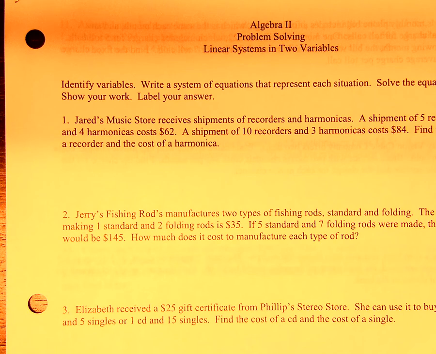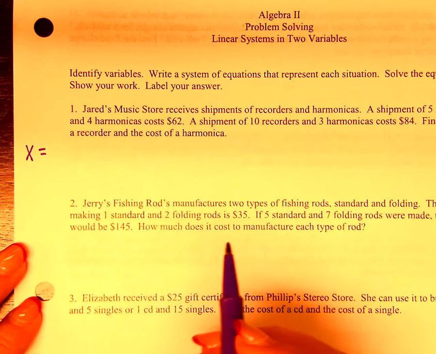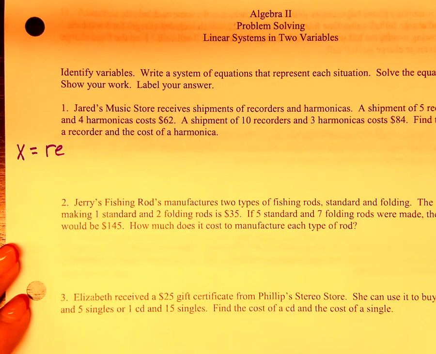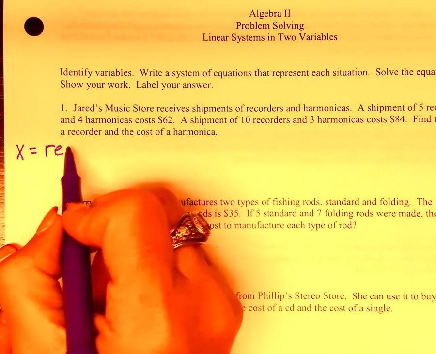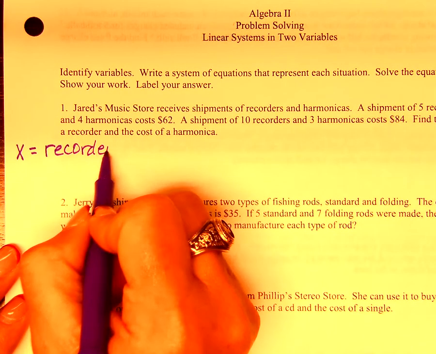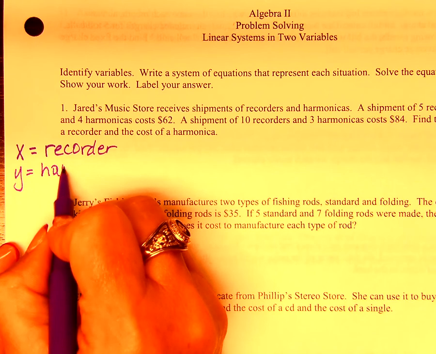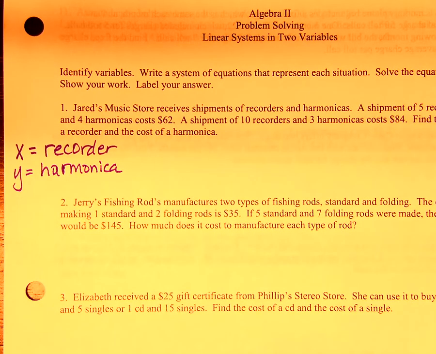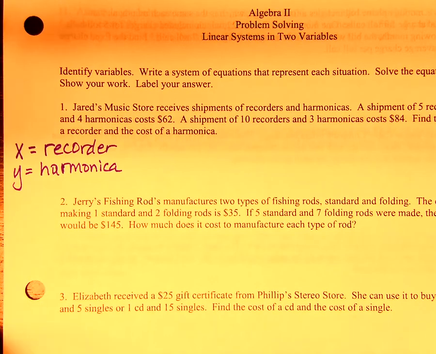Which one do you want to use for this problem? X and Y. Okay, we're going to use X and Y for this problem. Okay? X equals, so what does X equal again? I'm okay just writing recorders as long as you realize it's actually the cost of the recorder, right? And what's Y equal? Harmonica. Okay? So that is what I mean by identify variables. Does that make sense? Yes?